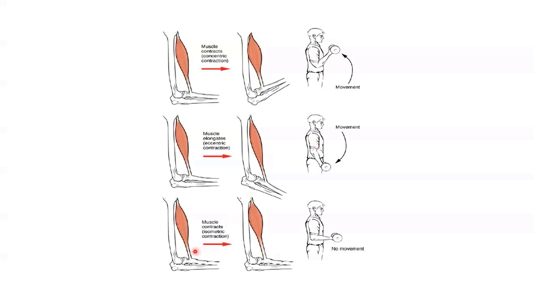And then we have our isometric muscle contraction, where the muscle produces force to overcome a load, but the muscle doesn't change length at all. So here this person is just holding that weight out at a 90-degree angle. This muscle isn't changing length, but you have to produce force or tension in that muscle to be able to actually hold that weight.